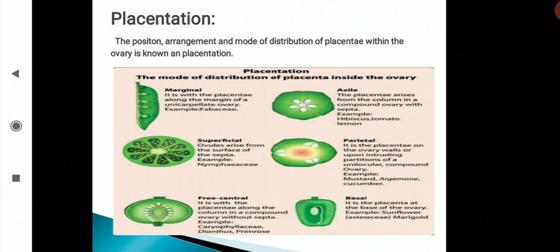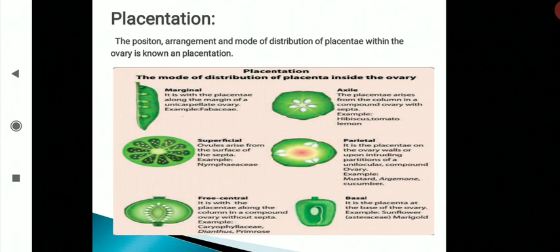We can define placentation as the position, arrangement and mode of distribution of placenta within an ovary. In some ovaries, placenta are not prominent or distinct. On the basis of the position and arrangement of ovules within the ovary, the various types of placentation are as follows.